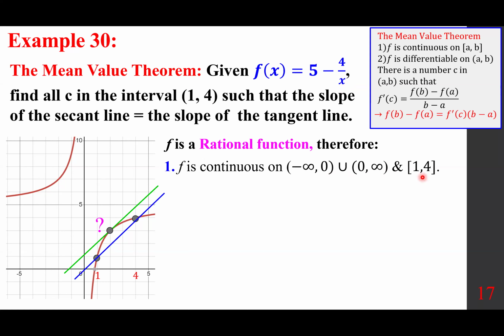1 to 4. Therefore, it is continuous from 1 to 4, and it makes it differentiable also. Remember, rational functions are differentiable in the entire domain. Of course, it makes them differentiable in the given domain of 1 to 4. So therefore, this works. F prime of c equals f of b, that means f of 4, minus f of a, that means f of 1.